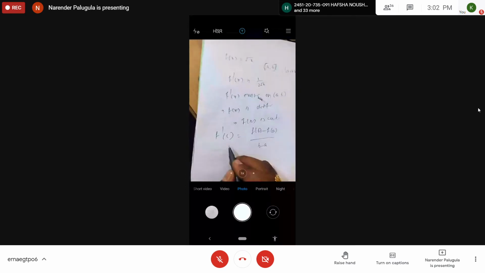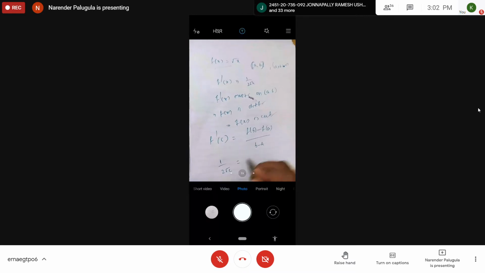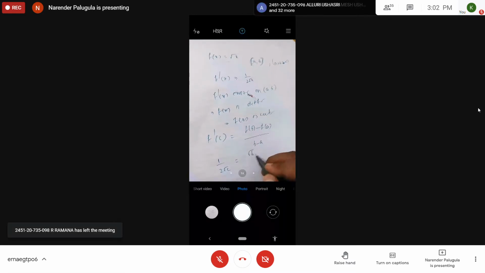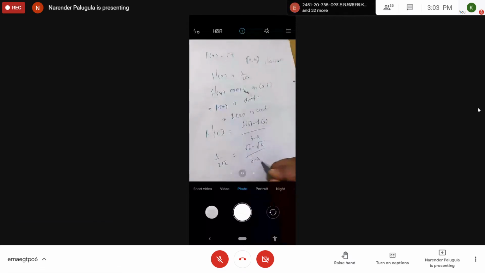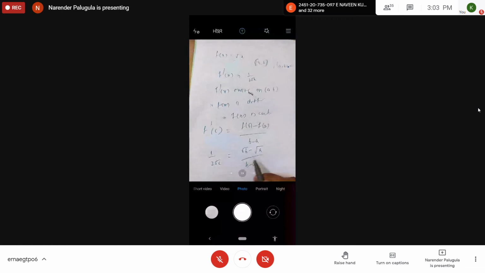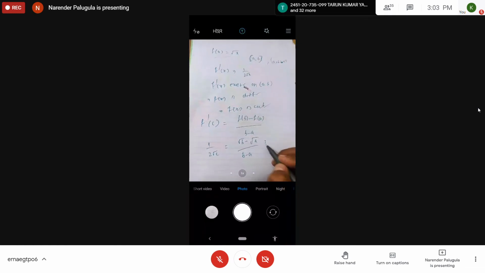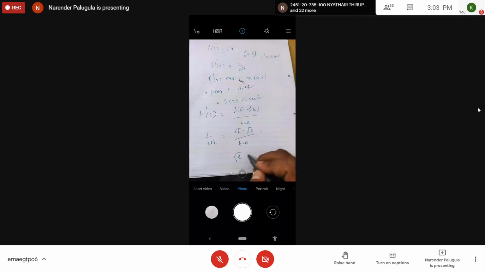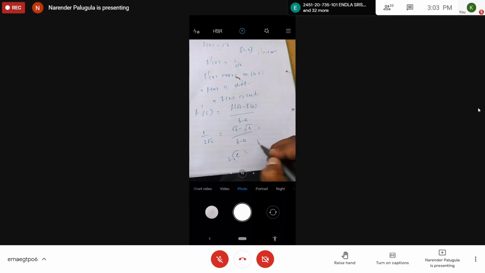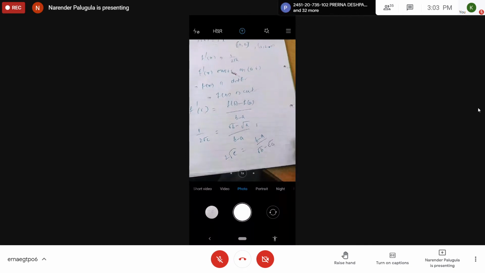Now substitute the values. f dash is nothing but 1 by 2 root c, which is equal to root b minus root a by b minus a. Now see, root b minus root a by b minus a. What we get: 2 root c is equal to b minus a by root b minus root a.